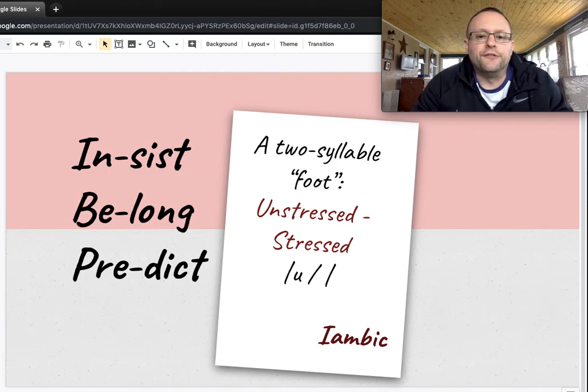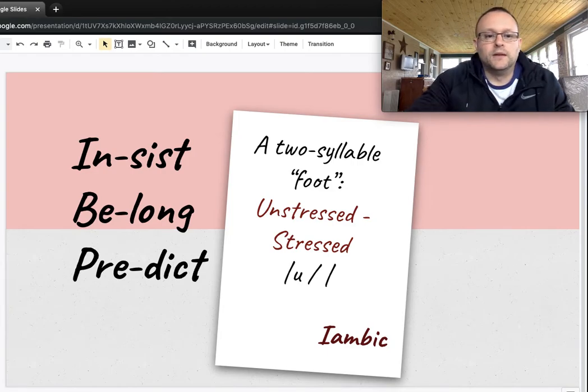Now, a foot doesn't have to be just one word that's 2 syllables. It could be 2 words that are 1 syllable, and you could also have longer words with multiple syllables, where you're kind of repeating an overall pattern. Iambic's kind of like a heartbeat, da-dum, da-dum, da-dum, when your heart is beating. Unstressed, stressed, unstressed, stressed, unstressed, stressed. So iambic is only 2 syllables, unstressed, stressed. Insist, belong, predict.